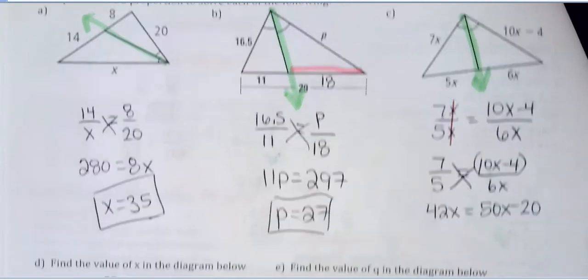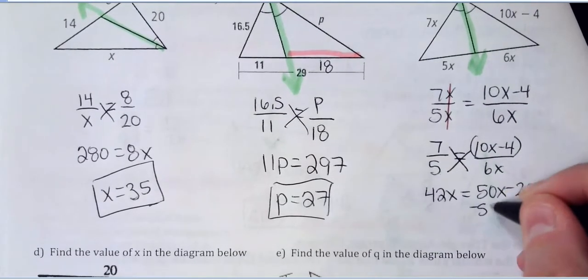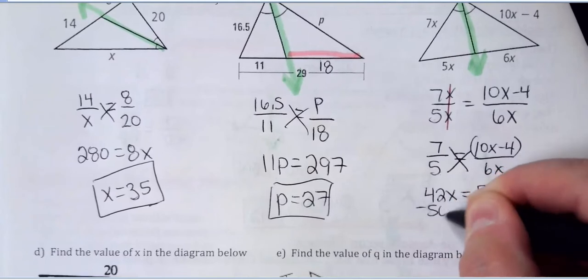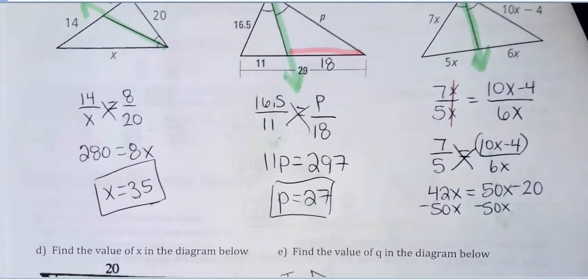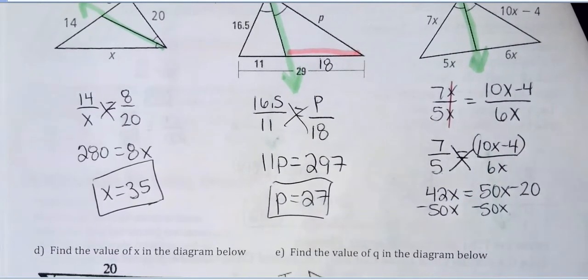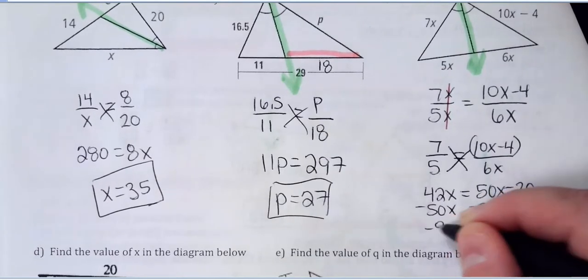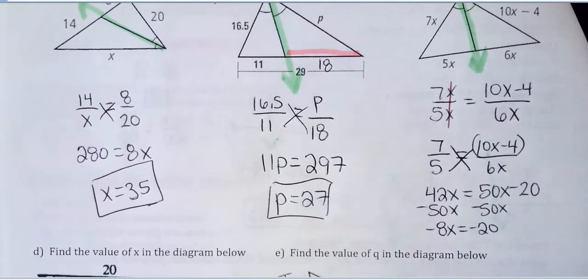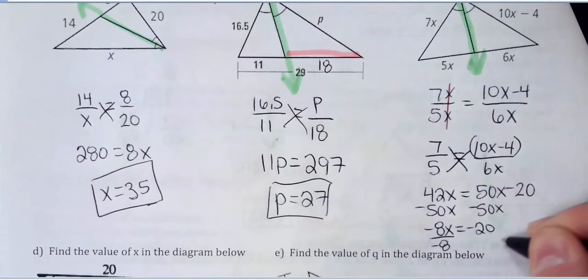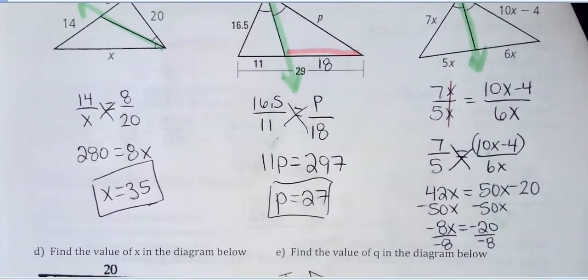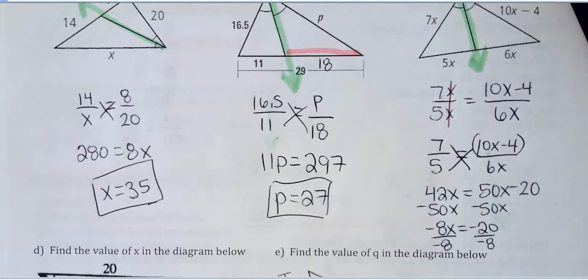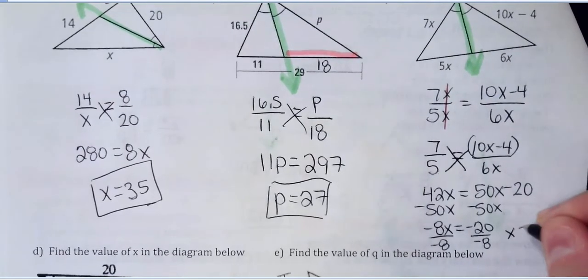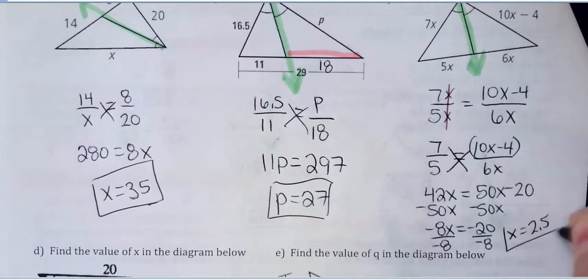And I'm going to scoot this up a little bit. I like to try to keep my variable positive, but here it's going to be less steps for me to subtract that 50x to the other side of the equation. So I get negative 8x is equal to negative 20. And then we're going to divide by negative 8. And the negatives there are going to cancel out. And x is going to end up being 2.5.